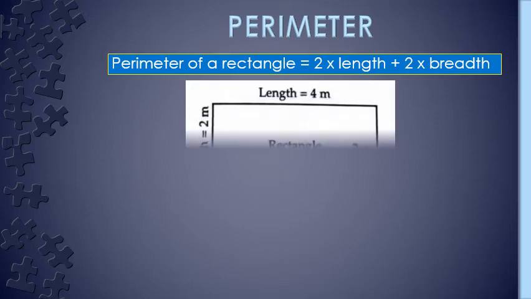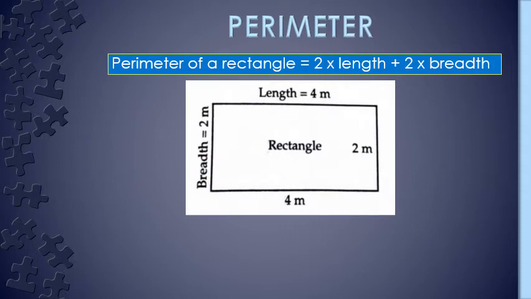Now children, let's see this picture. In this picture, we can see a rectangle. The length of the rectangle is 4 meter and the breadth of the rectangle is 2 meter. And as we know that in a rectangle, the two opposite sides are equal. So the two lengths are equal and two breadths are equal, right? Now how do we find out the perimeter?